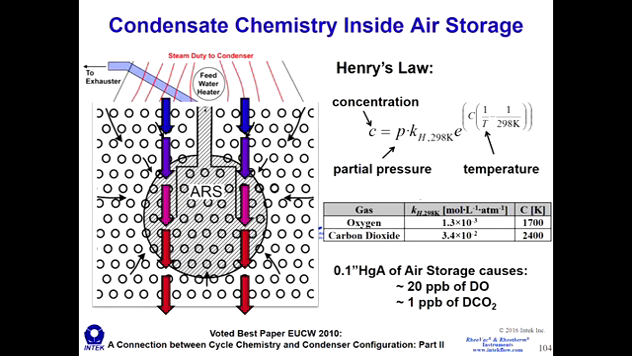And so the two gases that we're concerned about in most condensers are oxygen, dissolved oxygen, and carbon dioxide. Now, here's just kind of a rule of thumb. 1/10 of an inch of air storage causes about 20 ppb of dissolved oxygen in the condensate, and 1 ppb of dissolved CO2 in condensate.